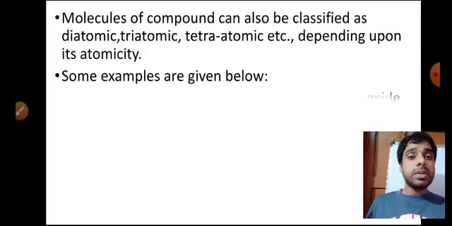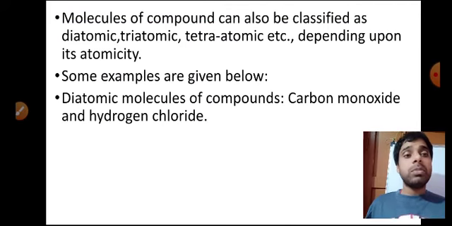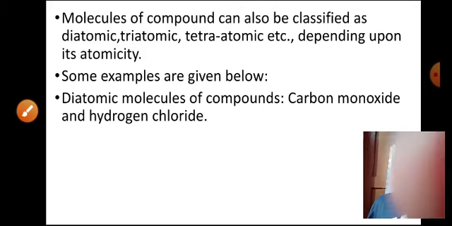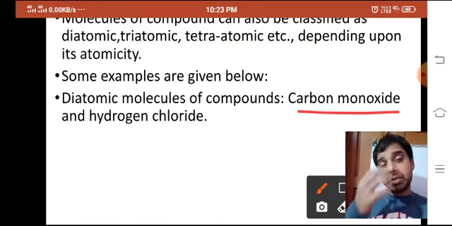You can see some examples given here. Carbon monoxide. Yes, H2, Cl2, Br2 are homoatomic, but as you have seen in the previous slide, molecules of compounds can be heteroatomic. Okay, na? So diatomic: carbon monoxide. How can you write carbon monoxide?